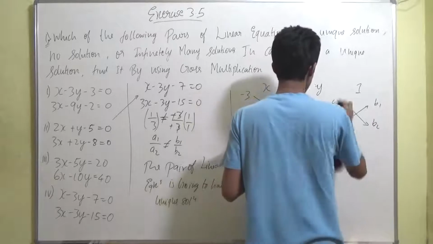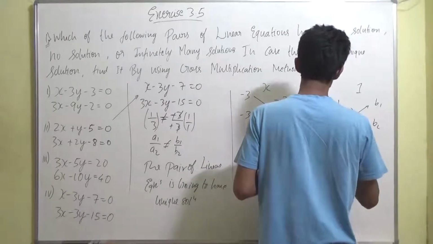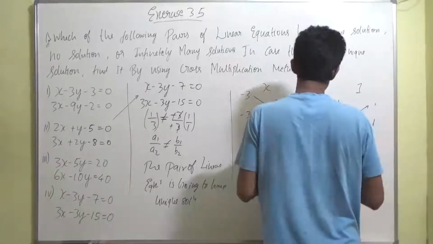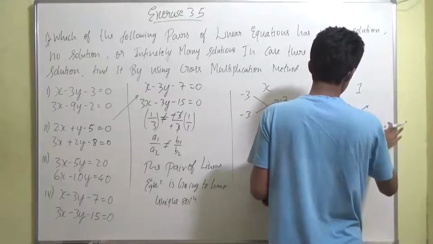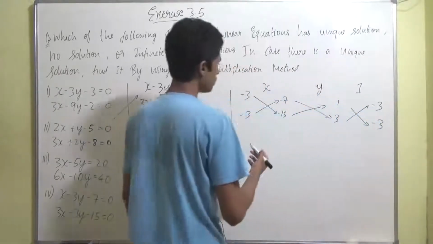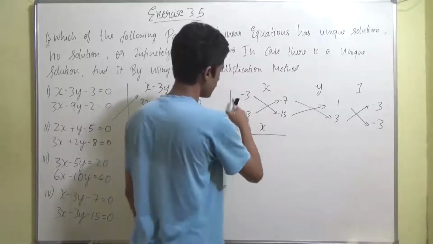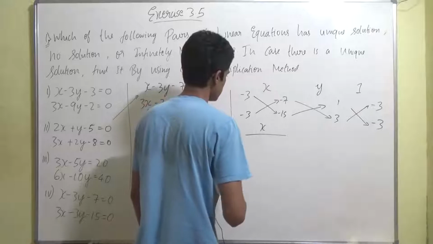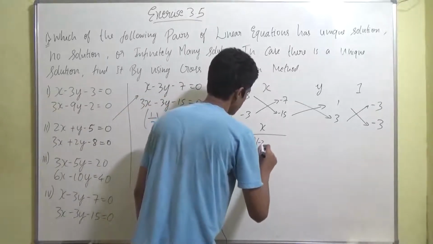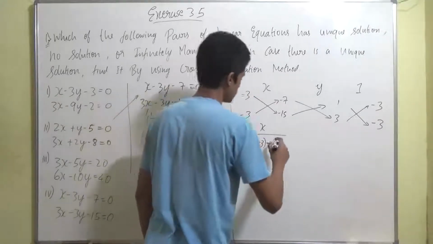And a1 by a2 is 1 by 3. So I mean 1 and 3, and b1 by b2 is -3 and -3 again. That's it, right? Now what you'll be doing, the next step is x by this multiplication minus of this multiplication, that is -15 -3, minus of this minus is going to be between the multiplications.